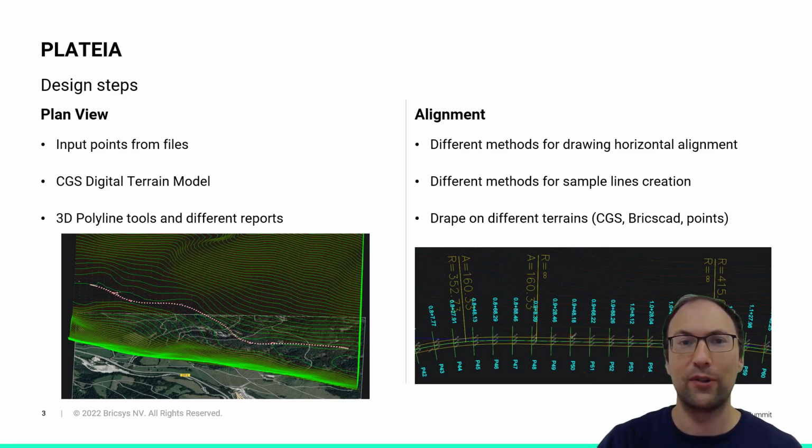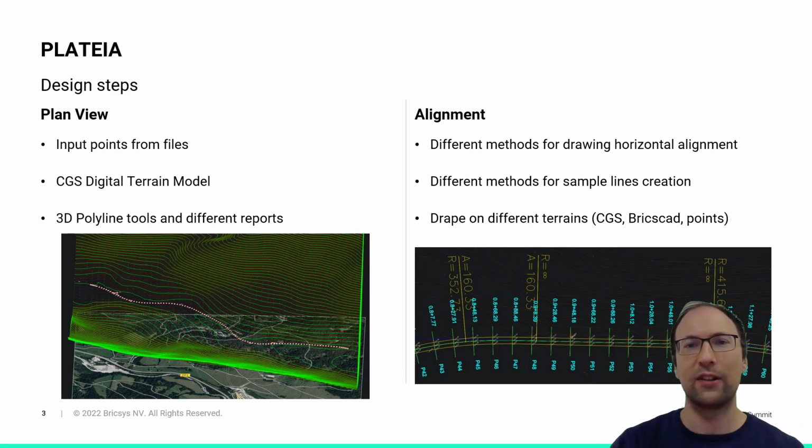Here we can input points from different files, which we can use to create our own digital terrain model. And then there are also various 3D polyline tools and surface tools that we can use in our project. Then we move to our alignments.